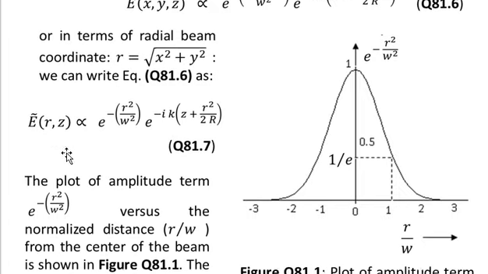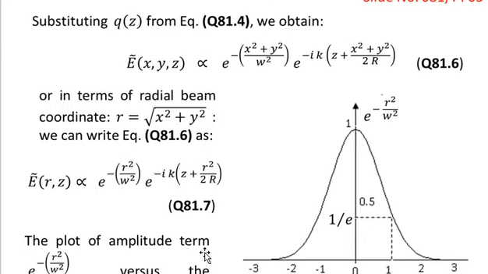So we can rewrite equation number 6 in the following form, that is, E as a function of r and z is proportional to e to the power minus r square over w square, and then e to the power minus iota k, within parentheses, z plus r square over 2 capital R. So here we have expressed the same field as represented in equation number 6, now in terms of the variable r, where r is equal to the square root of x square plus y square, as given in equation number 7. So 6 and 7 are identical, only a matter of change of variables.